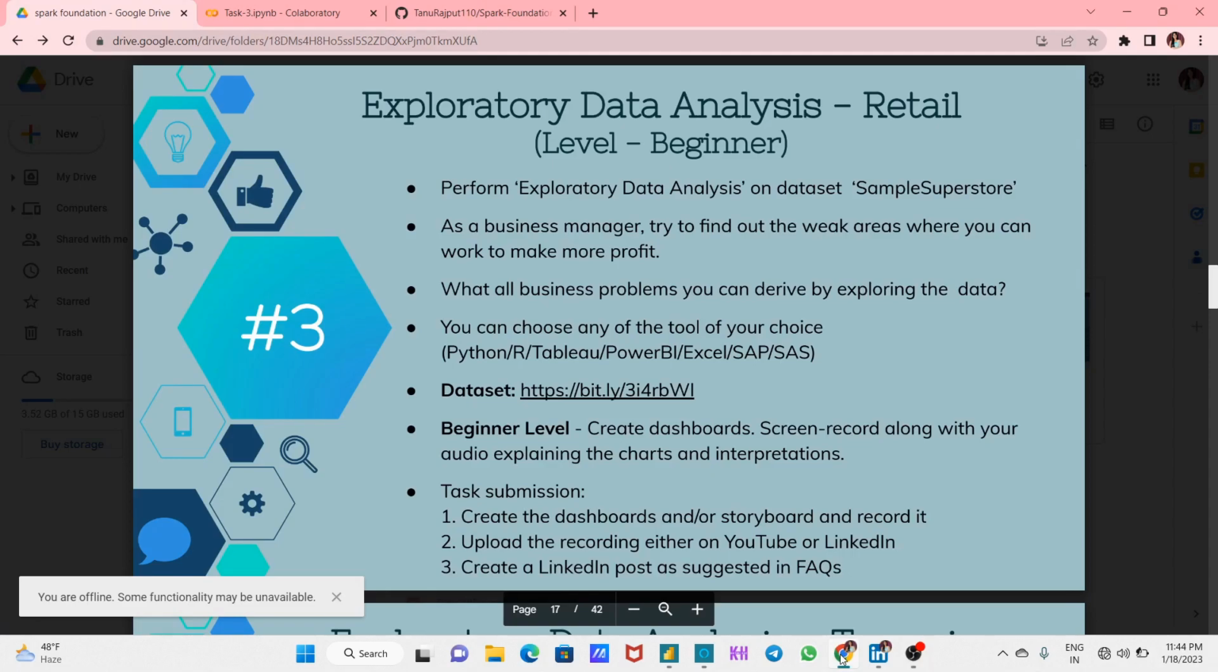Hello everyone, I am Tanu Rajput and I came up here with my next task of exploratory data analysis on a retail dataset. So here what I have to do as a business manager, I have to find out the weak areas where you can work to make more profits, and also what all business problems you can drive by exploring the data.